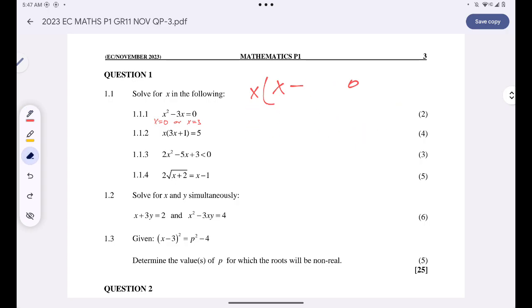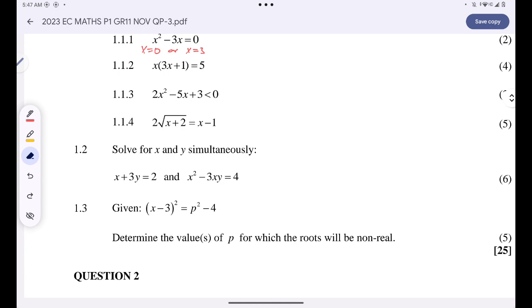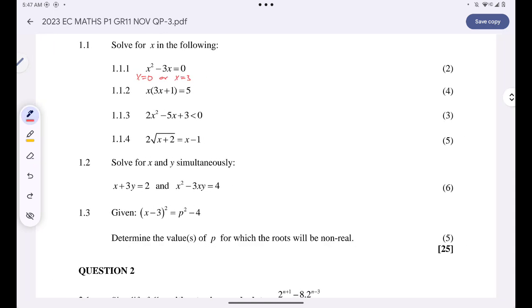Okay. Now let's move to question 1.1.2, right? I'm supposed to solve x and I have brackets. There are rules of solving x, guys. Whenever I'm supposed to solve x, I don't want to have brackets, surds, and fractions. Are you together? So in here I have brackets. The first thing I need to do is to remove the brackets. How can I do that? The number that is multiplying the bracket will multiply each term inside the bracket. Are you together? Such that we'll have 3x squared plus x is equal to 5.